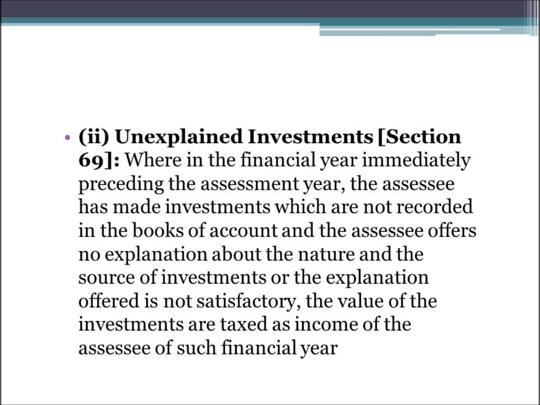Now comes the unexplained investments under section 69, where in the financial year immediately preceding the assessment year, the assessee has made investments which are not recorded in the books of account, and the assessee offers no explanation about the nature and the source of investments, or the explanation offered is not satisfactory. Then the value of the investments is taxed as income of the assessee of such financial year.